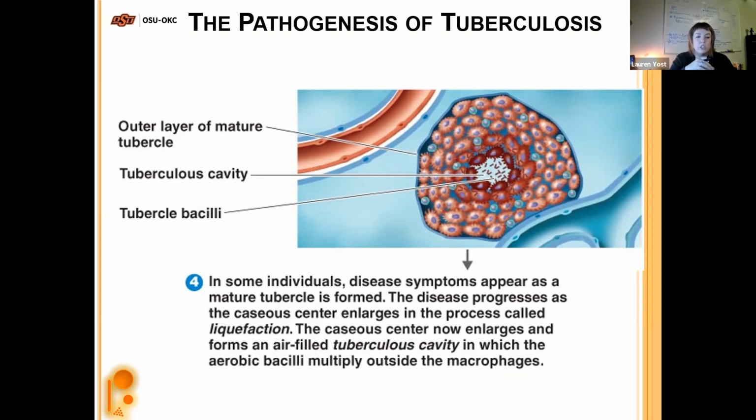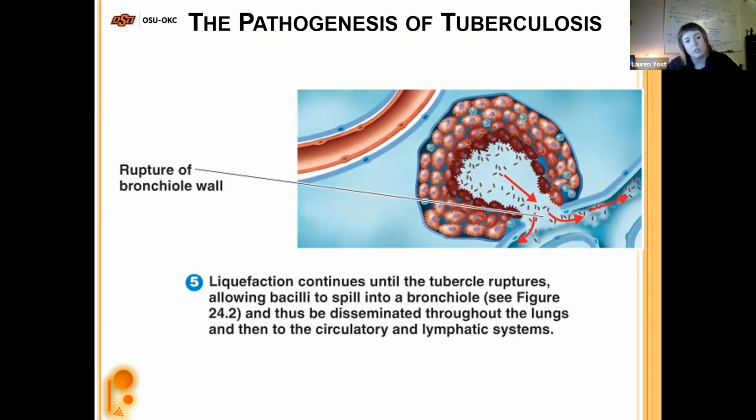So the center enlarges, it becomes air filled. So now the bacteria are happy and they're growing. And they can multiply outside of the macrophages as well. And they will get released whenever the tubercle ruptures. This will spill into the bronchiole itself and allow the bacteria to disseminate into the lungs and circulatory and lymphatic systems. Good for the bacteria, bad for you. All this damage can cause a lot of inflammation throughout the lungs. And that's where we're going to get a lot of that sputum developing. We're going to get a lot of coughing. We're going to get a lot of blood and other discharge associated with it.